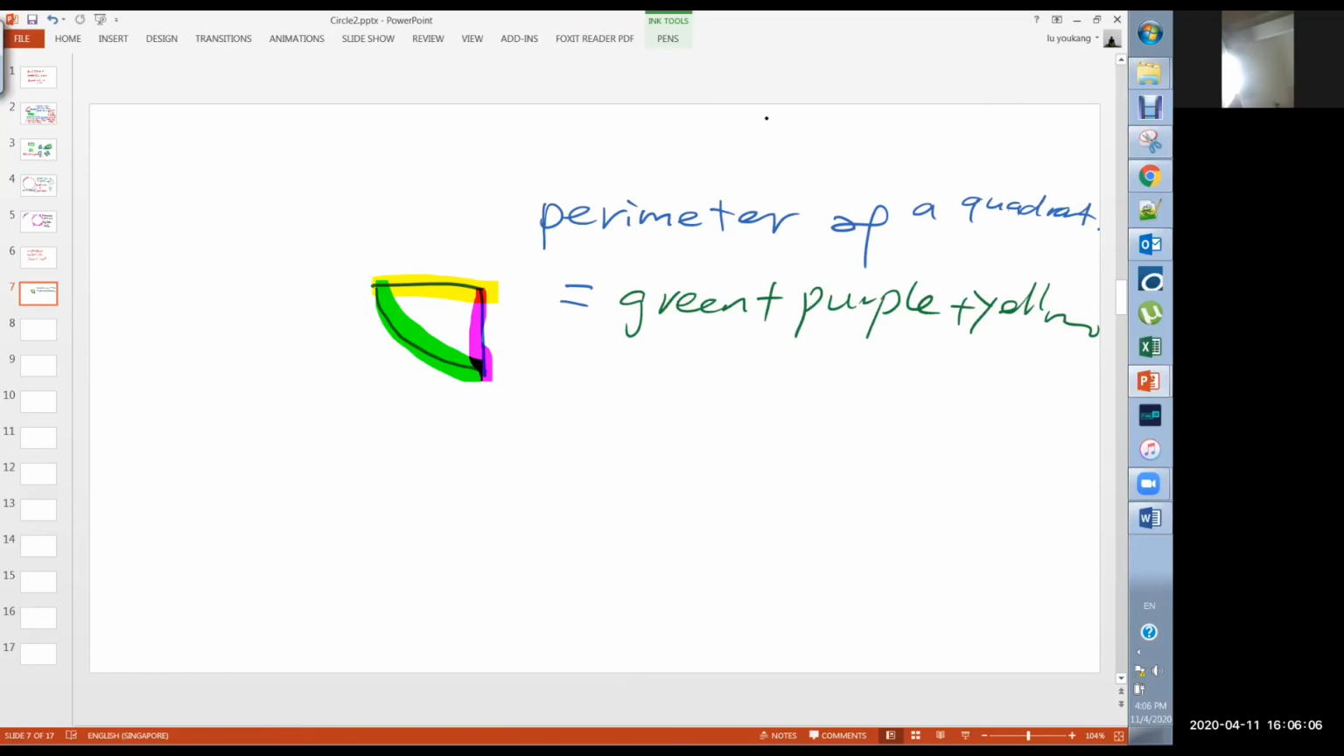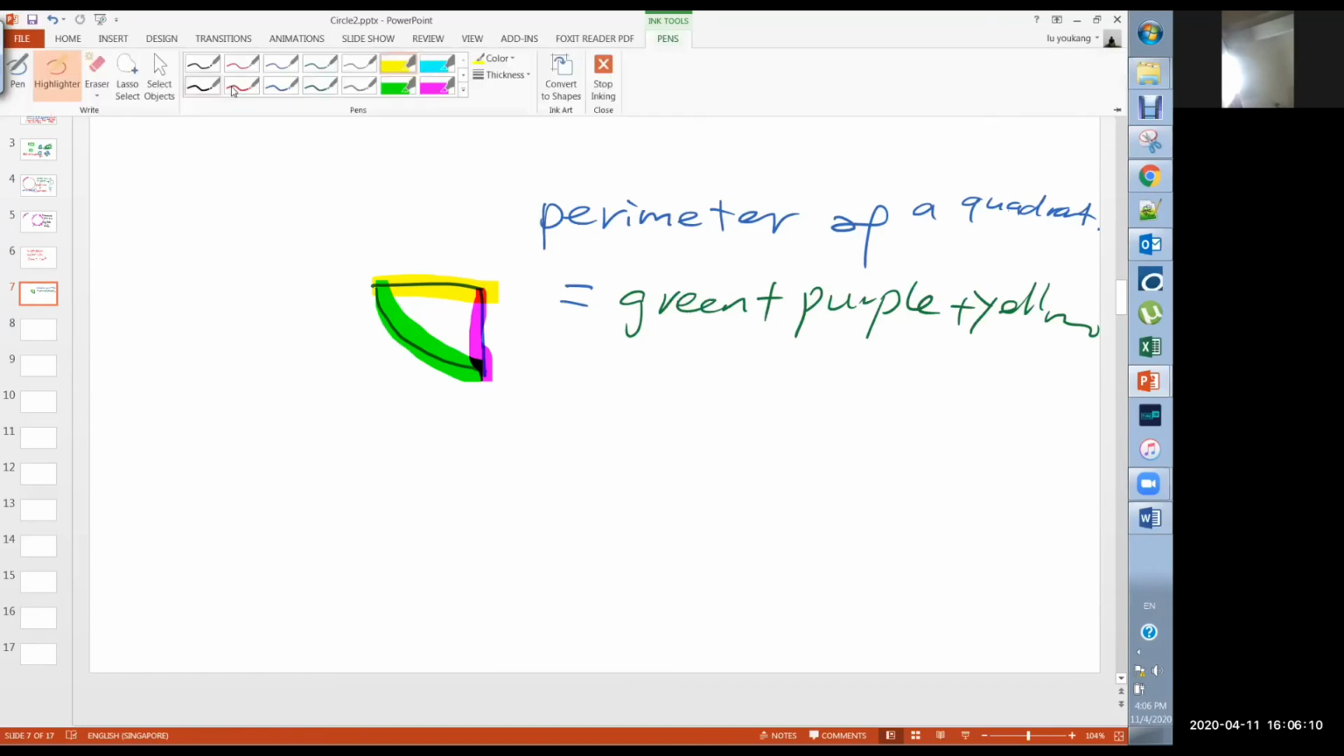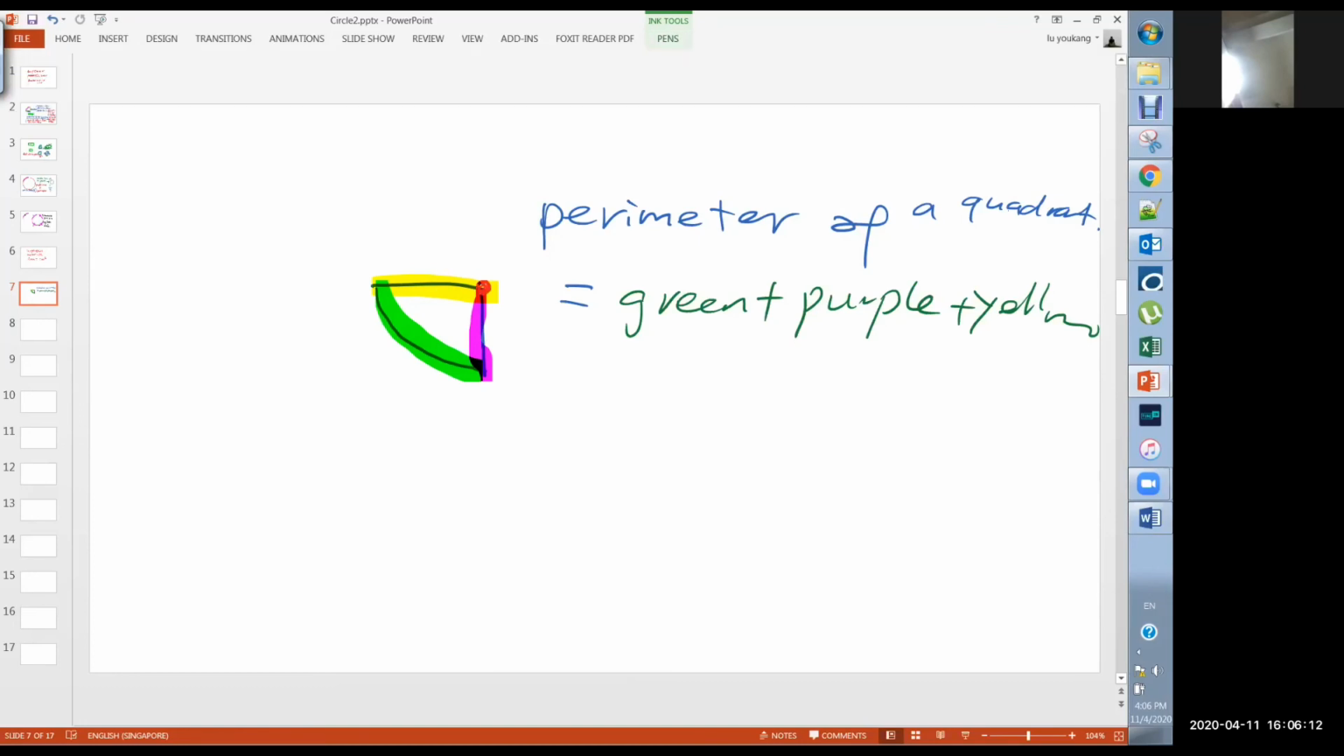Okay, let's start with the yellow first. Yellow one, how do you find yellow? Yellow one is what? So this is the center of the circle. Okay? So the yellow one is your what? Radius. Why radius? Because the radius is the center of the circle.